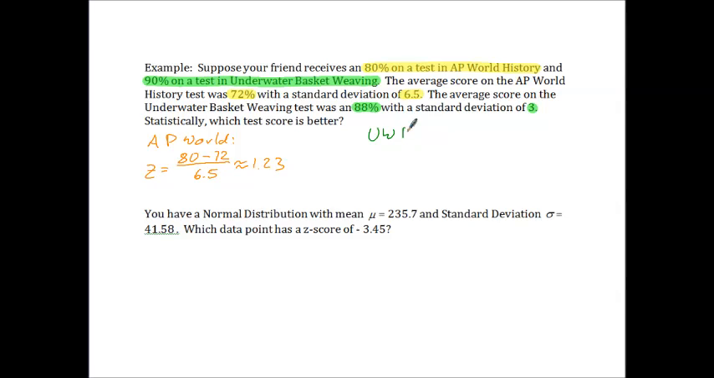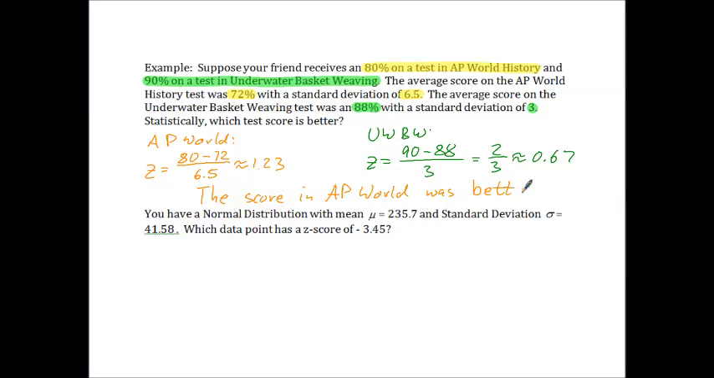And in underwater basket weaving, he or she got a test score of 90. The average or mean was 88, and the standard deviation was 3. So 90 minus 88 is 2, divided by 3, or approximately 0.67. So we can say the score in AP World History was better statistically because it was higher above the mean than the test score in underwater basket weaving.